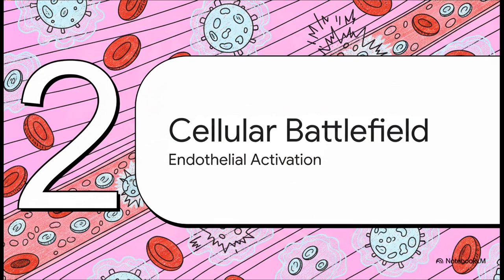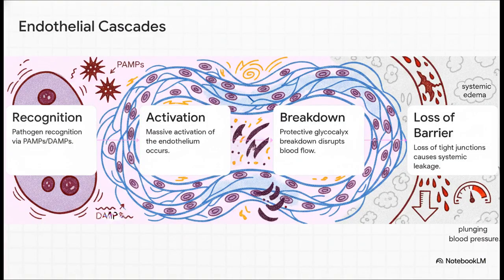Moving right along to Section 2, the cellular battlefield and endothelial activation. Let's look at how this builds at the microscopic level, right at the inner lining of your blood vessels. The pathophysiology here is sequential. It behaves like a microscopic domino effect. Step 1, your body recognizes pathogen signals, which are known as PAMPs and DAMPs. Step 2, this triggers a massive activation of the endothelium, which are the cells lining your blood vessels.